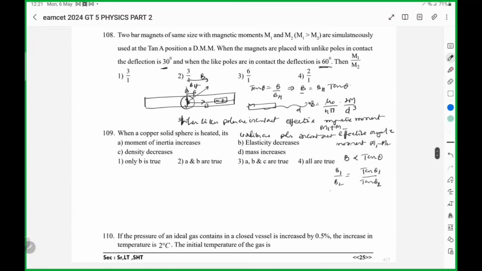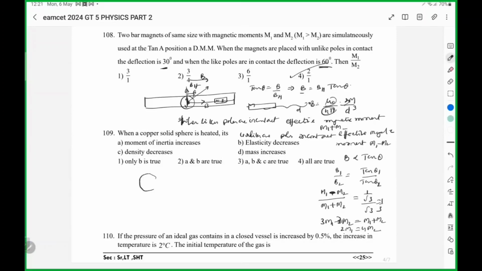So B1 will be, when unlike poles are in contact, finally mu not constant to constant. Only it is M1 unlike pole means M1 minus M2. So tan 30 is 1 by root 3. Tan 60 is root 3. So from this we can say 3m1 minus 3m2 is m1 plus m2, which is 2m1 is 4m2. So m1 by m2 is 2 by 1.